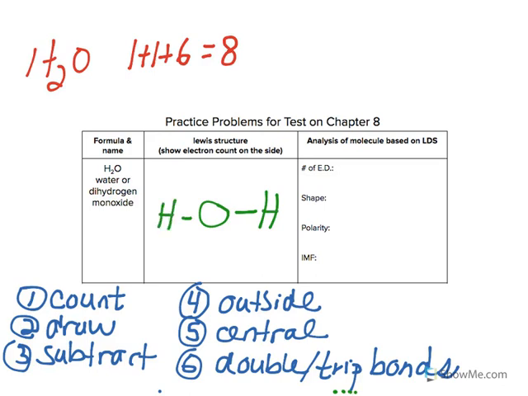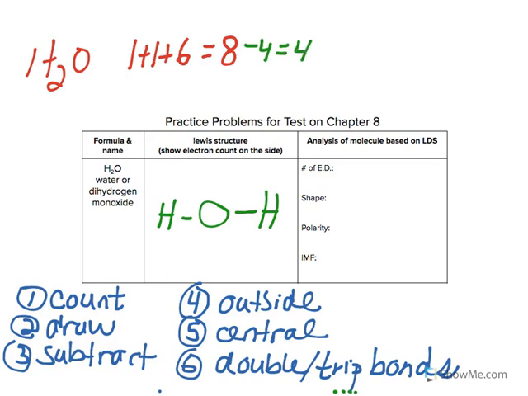Okay, so now I move on to step 3, which is to subtract the electrons that I just used to make the bonds. Every time I make a bond, I use 2 electrons. So since I made 2 bonds, I used 4 electrons, which means I have 4 electrons left over.